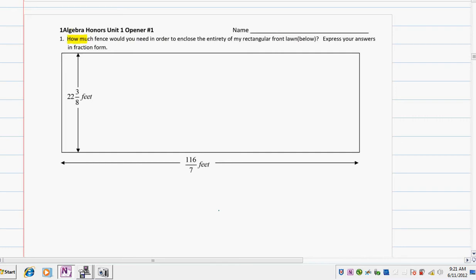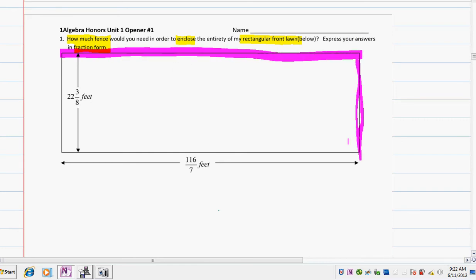We want to know how much fence. How much fence? Okay, we'll have to think about that. To enclose the rectangular front lawn in fraction form. Okay, so let's take that one step at a time. Enclosing means putting it around it. So when we enclose something, we put something completely around it.